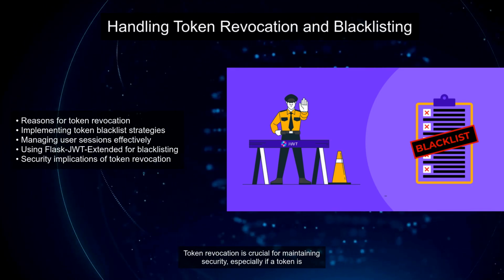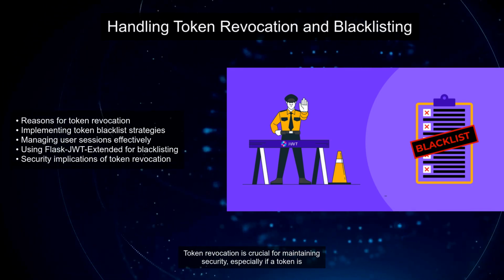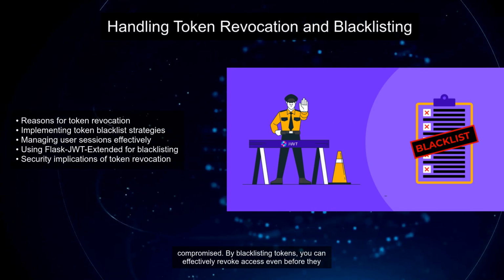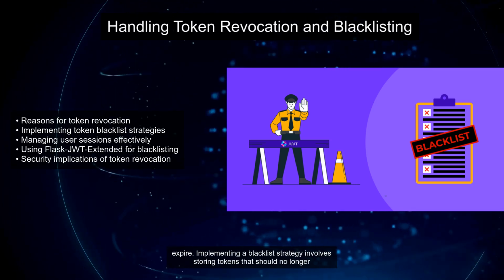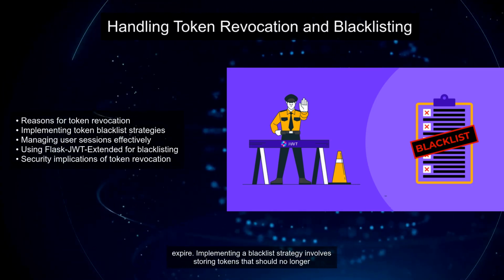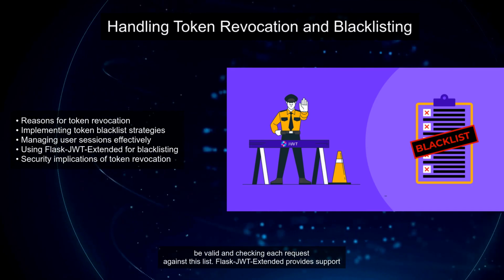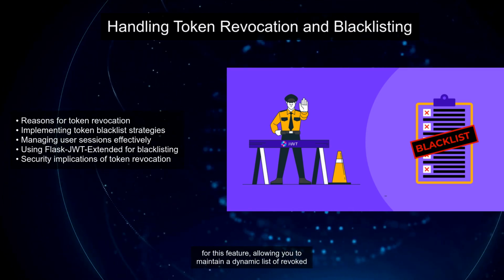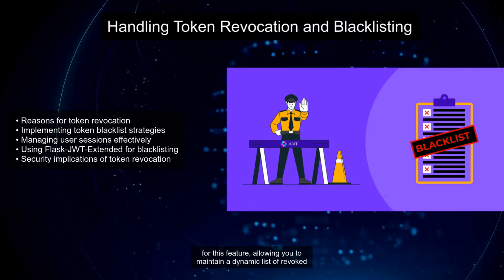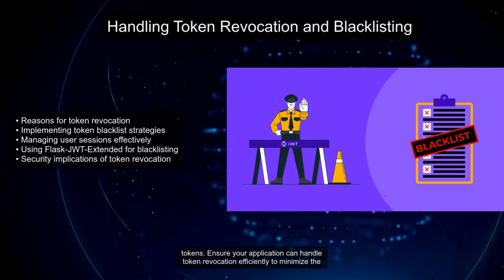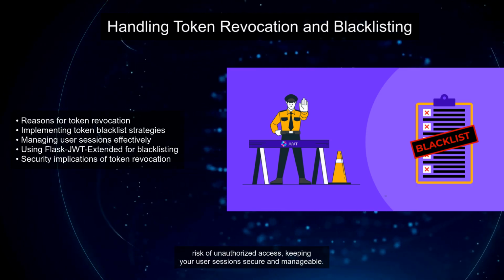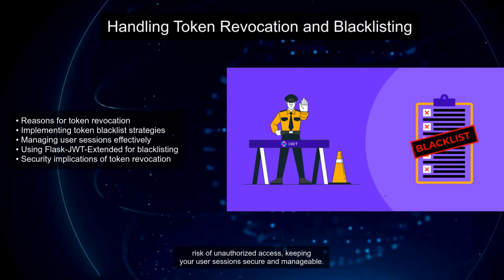Token revocation is crucial for maintaining security, especially if a token is compromised. By blacklisting tokens, you can effectively revoke access even before they expire. Implementing a blacklist strategy involves storing tokens that should no longer be valid and checking each request against this list. Flask-JWT-Extended provides support for this feature, allowing you to maintain a dynamic list of revoked tokens. Ensure your application can handle token revocation efficiently to minimize the risk of unauthorized access, keeping your user sessions secure and manageable.